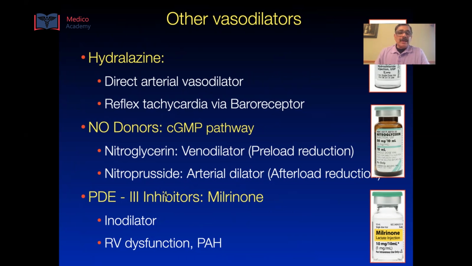I put milrinone as a PDE3 inhibitor here because it is an inodilator. That means it has positive inotropic action plus peripheral vasodilation. It is used when there is RV dysfunction, when there is pulmonary hypertension, or when the left ventricle is dysfunctional, or low ejection fraction with hypertension. So you kill two birds with one stone. You improve the cardiac output, improve the RV function, decrease the pulmonary resistance, as well as control your blood pressure. Again, it is used only as a short-term intravenous single low-dose bolus or as an infusion. Never use it as an oral form.